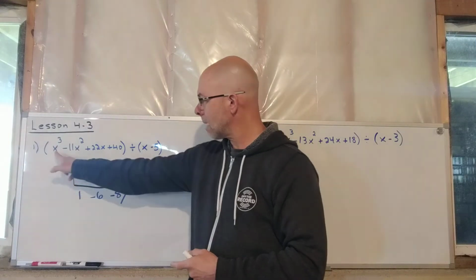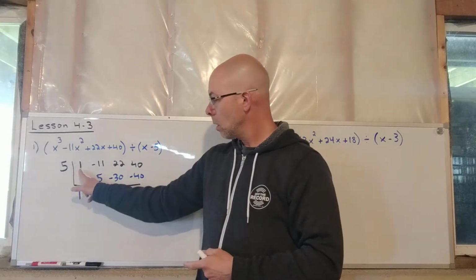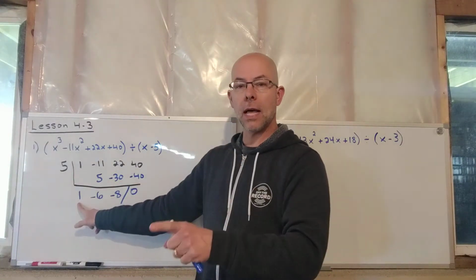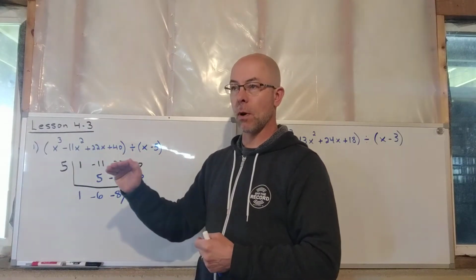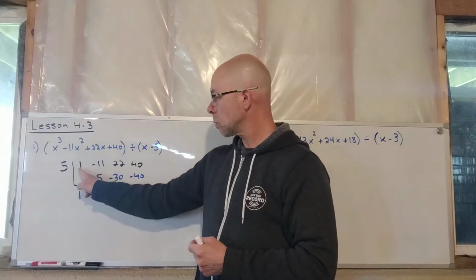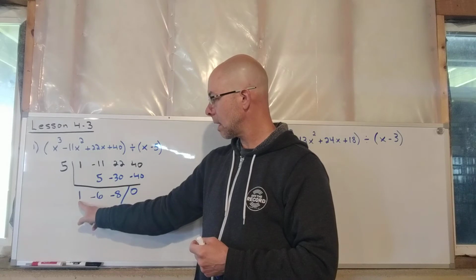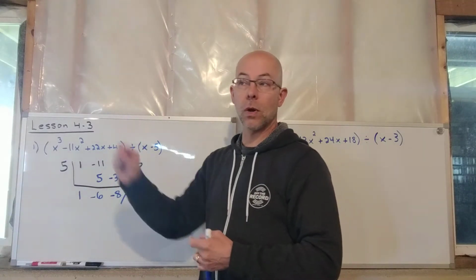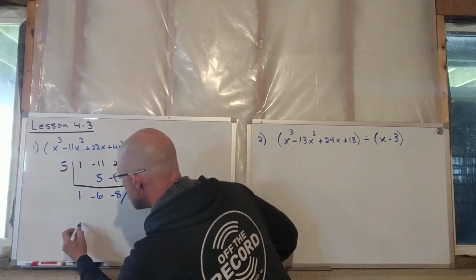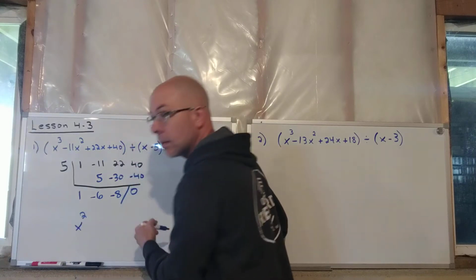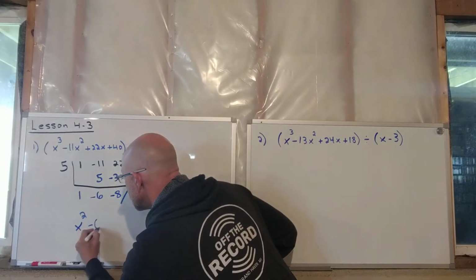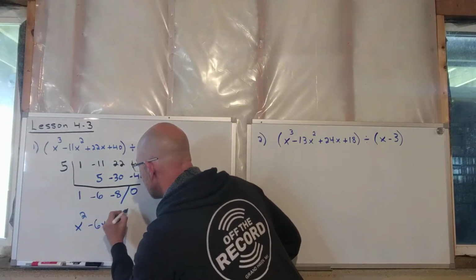This 1 came from this 1x cubed. When it drops below the line, it loses an exponent value. So when this was 1x cubed, when it came to here, it's 1x squared now. So this answer is 1x squared minus 6x minus 8.